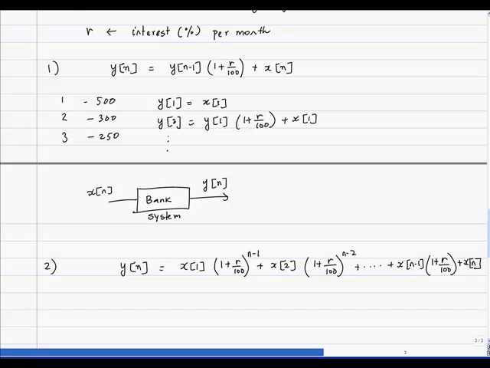Right? So notice this, if you were to use this to compute your y of n, it's fine. You don't actually have to use y of n minus 1 to compute y of n, but you would be repeating computations, so this would not be a very efficient way to compute y of n.